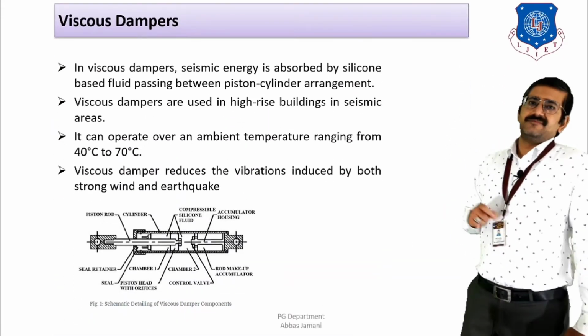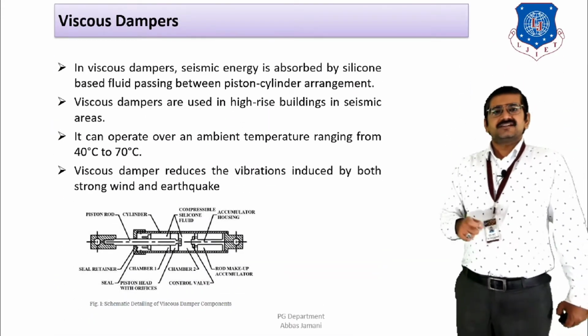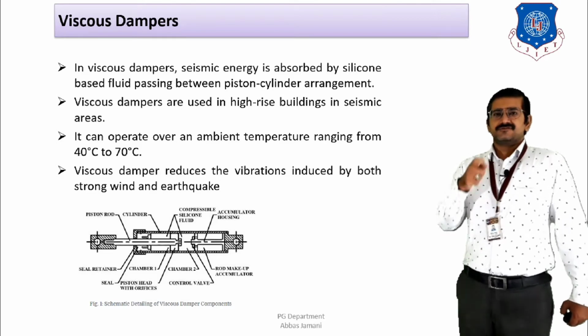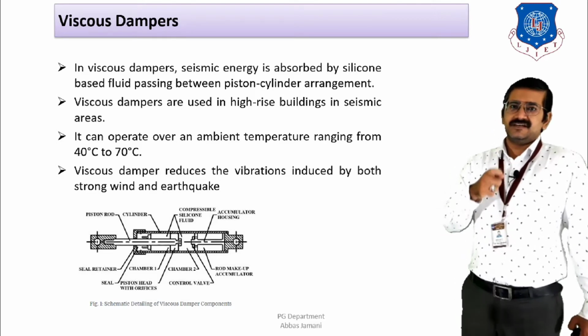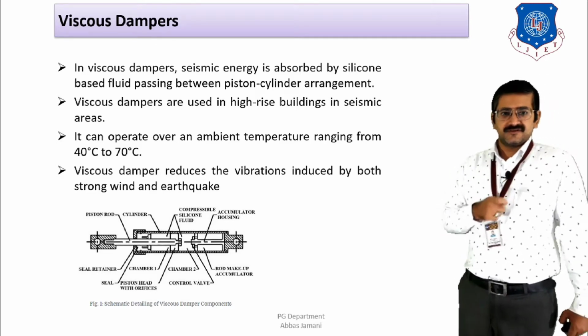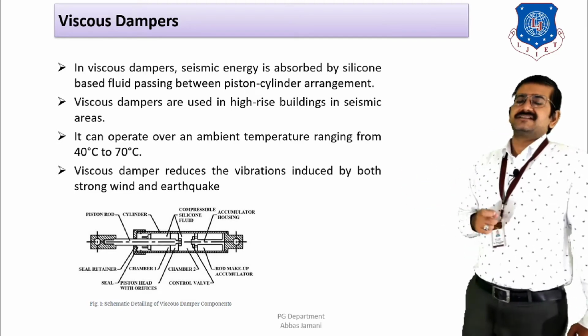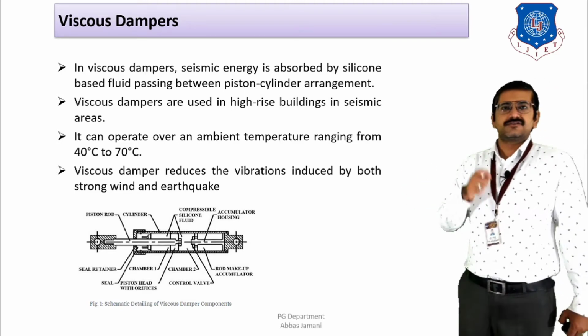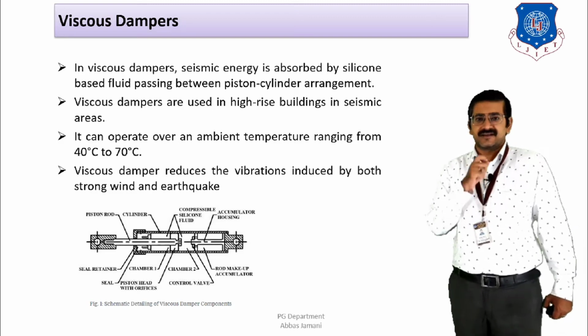Next is the viscous damper. As I mentioned again, the presence of some viscous material is going to help us dissipate the energy that is transferred from the seismic waves. So in a viscous damper, the seismic energy is absorbed by the silicon based material which is located between the piston and the cylinder arrangement, right?